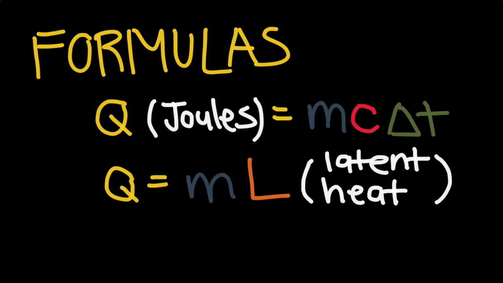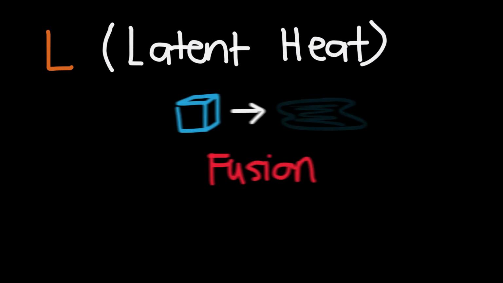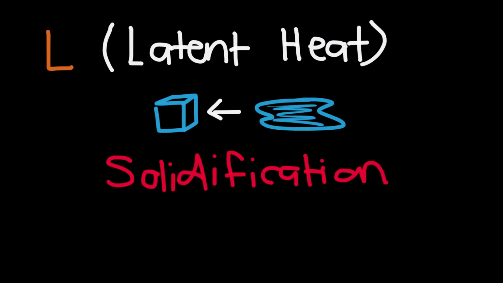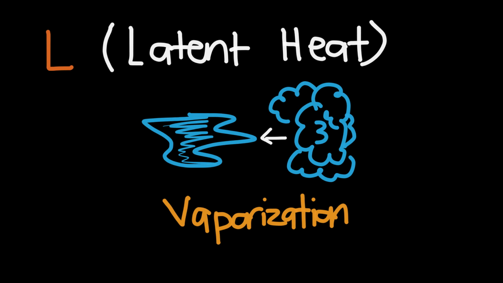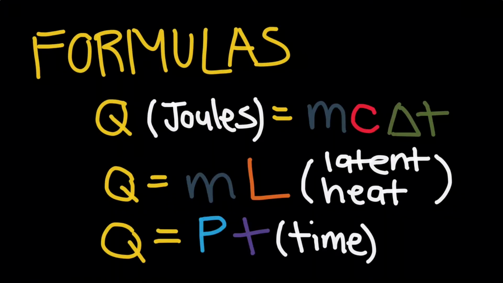Also know that that same energy is equal to mass times latent heat. That latent heat is the energy needed to change from a solid to a liquid, a liquid to a gas, and a gas to a liquid. Lastly, we have that same energy equal to the amount of power applied times the amount of time it was applied for. These three formulae can all be set equal to each other through Q, our energy or heat.